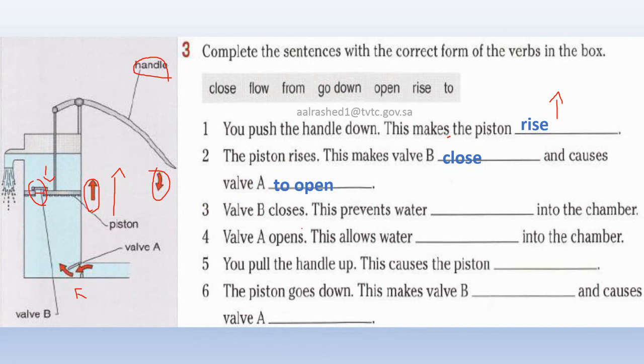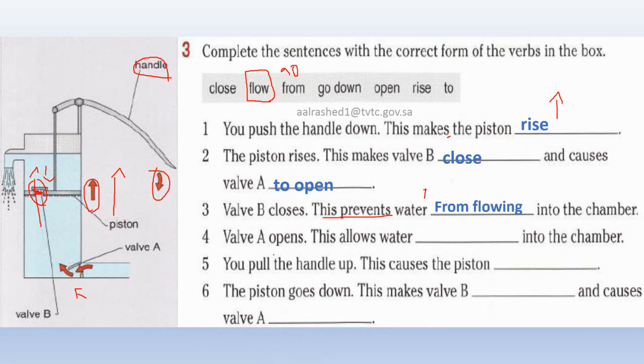Okay, let's say 3. Valve B closes. What happens if valve B closes? Now it's closed. What happens? This prevents water from flowing into the chamber. Okay, this is the chamber. So the water does not go up. Again, once you use prevent, you should put from and add ing with the verb flow. It means go, for water.